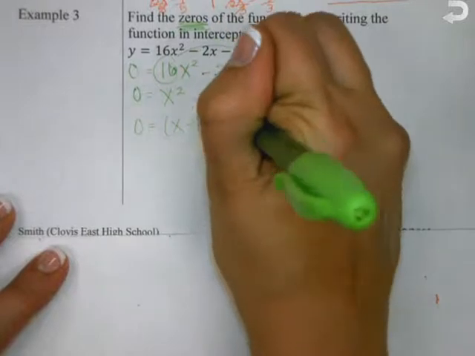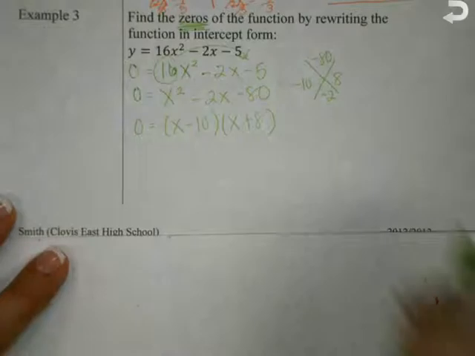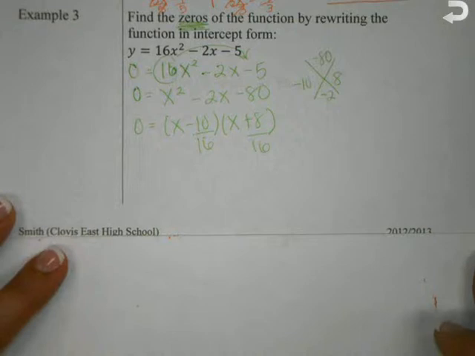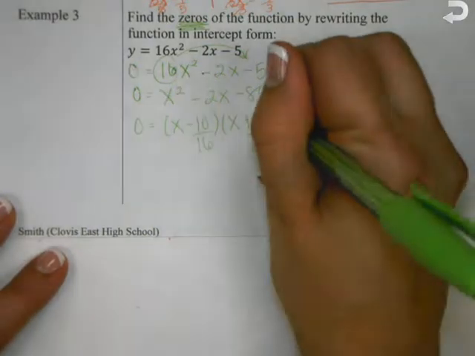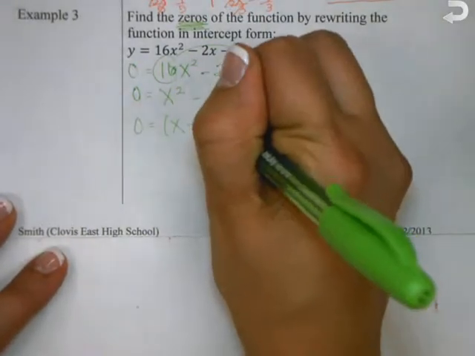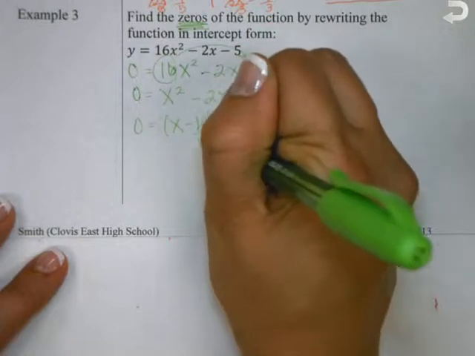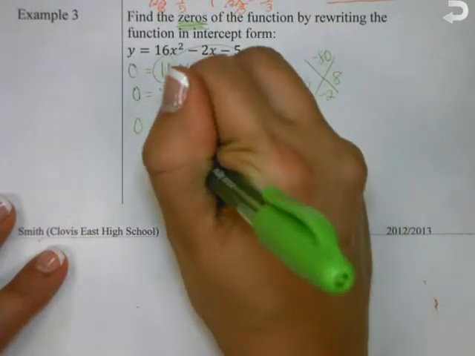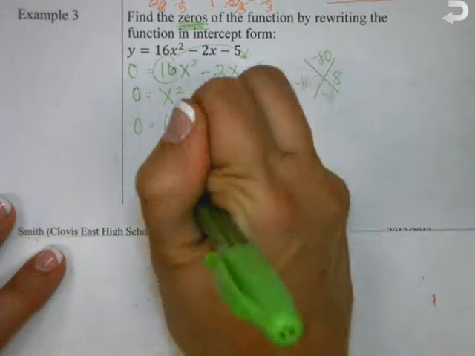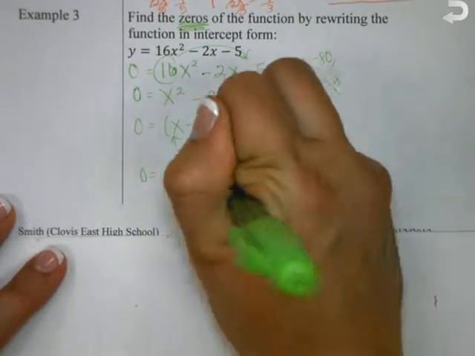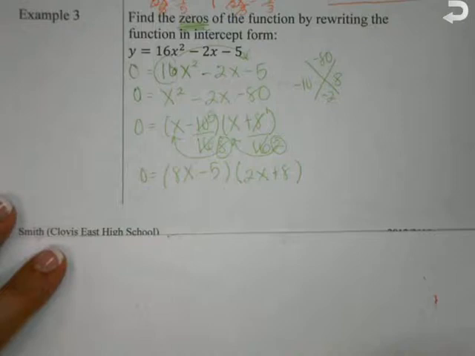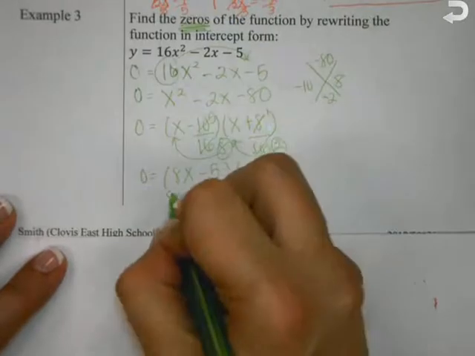Divide everything by 16. 8 goes into 16 twice, and 10 and 16 both reduce by 2. So that would be 5 over 8. And then we bring the bottoms up. So 0 equals 8x minus 5 times 2x plus 8. Set everything equal to 0, so we get 8x minus 5 equals 0. 2x plus 8 equals 0.